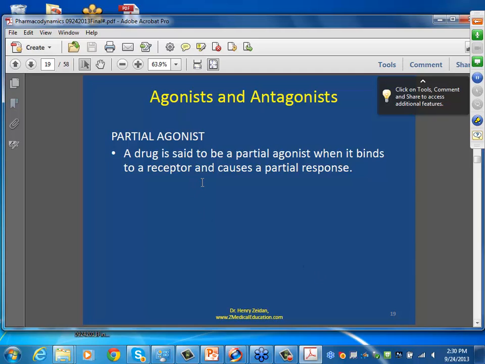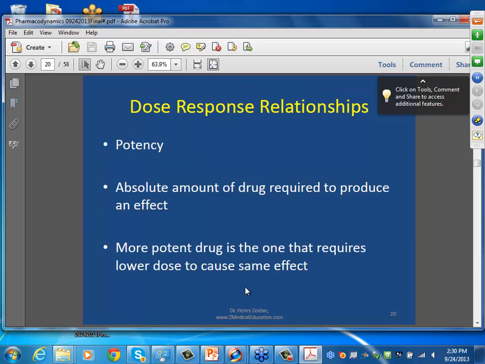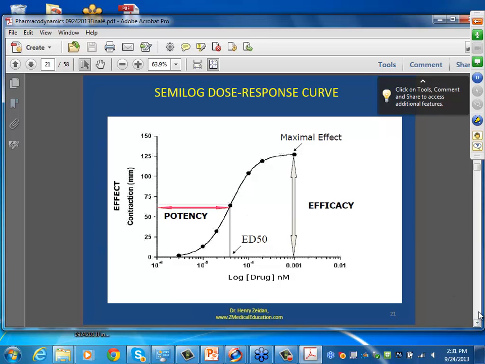How about partial agonists? As the name implies here, the drug can bind to the receptor but causes partial response. Last but not least, before we move on toward analysis of graphs, potency. When you say this drug is potent, you're referring that this drug can achieve the effect with a low dose. Absolute amount of drug required to produce an effect. So the more potent the drug, the lower the dose to cause the same effect. With that, we covered all the terminology you need in order to understand drug-receptor interactions.